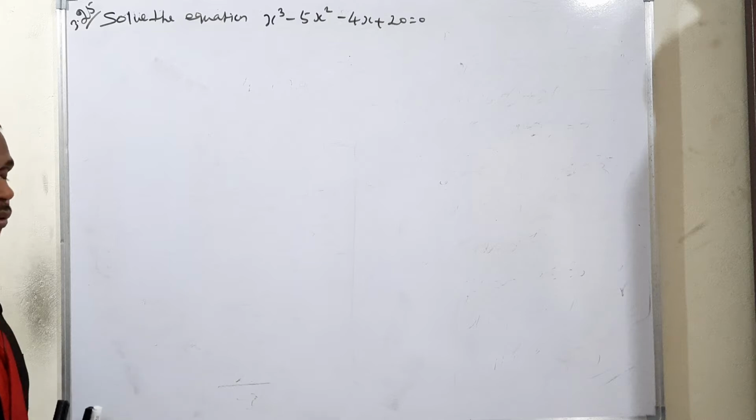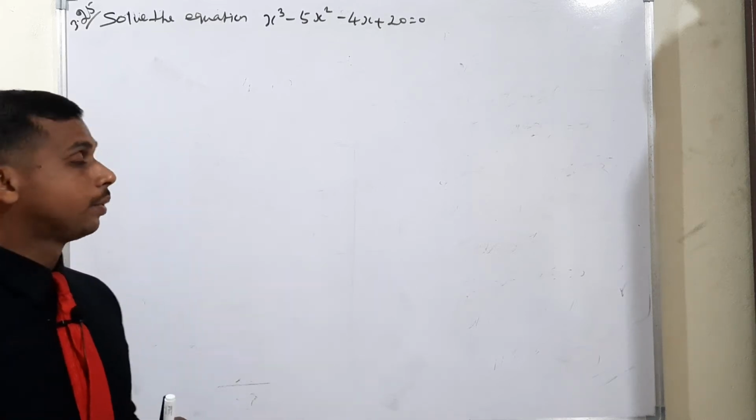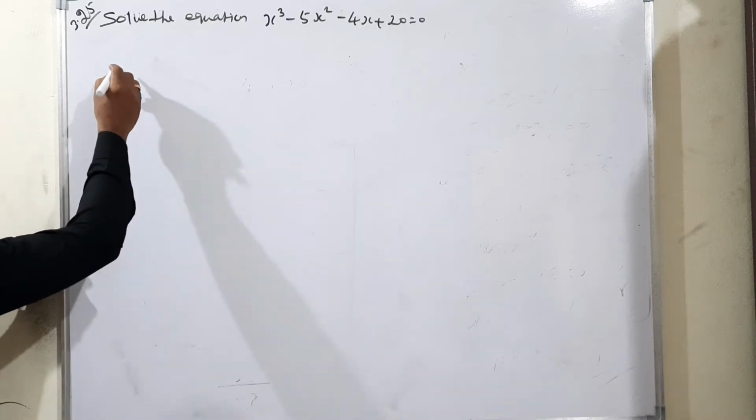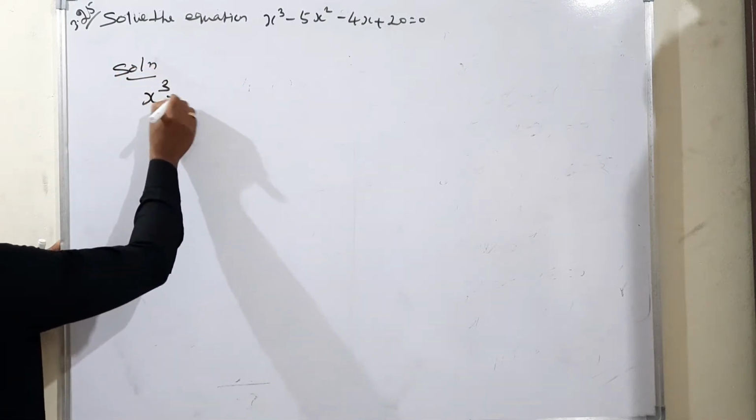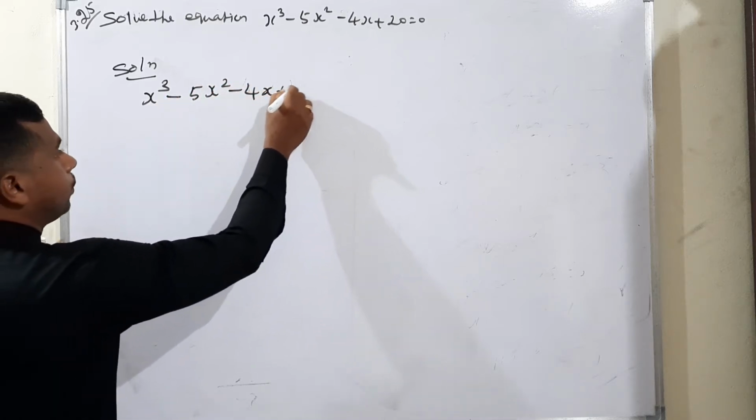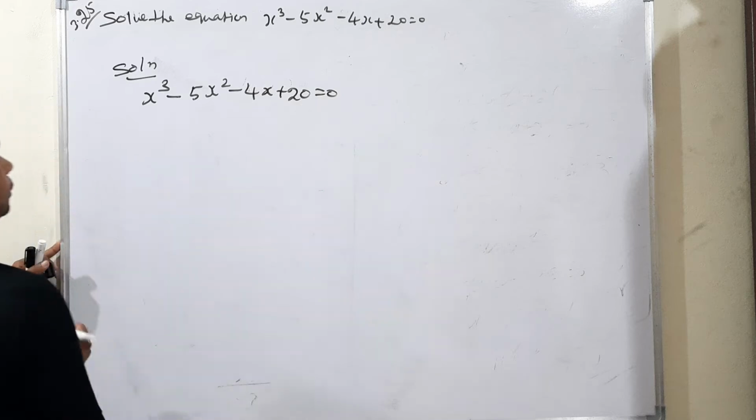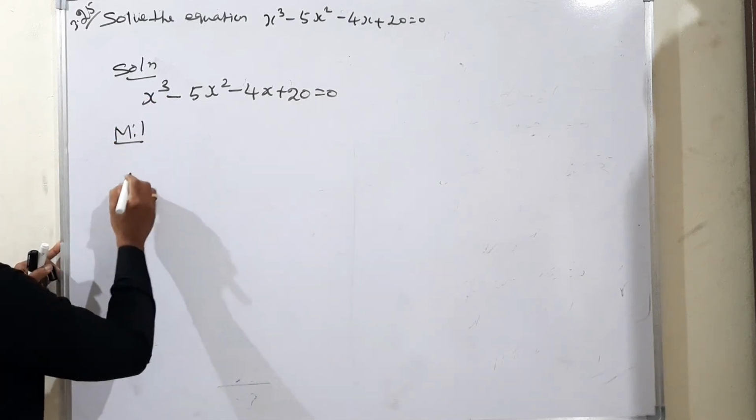Here I am going to apply the two methods. So you can select whichever one is very easy to apply. You can prefer it. Okay. I am moving to the solution. So x cube minus 5x square minus 4x plus 20 is equal to 0. So I am moving to method 1, the normal method.